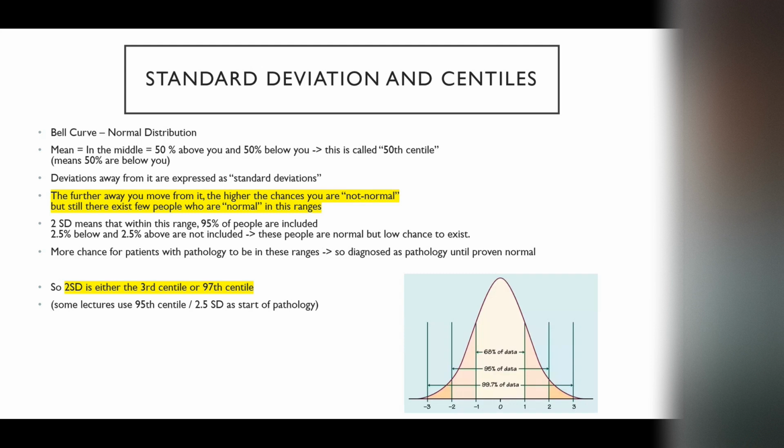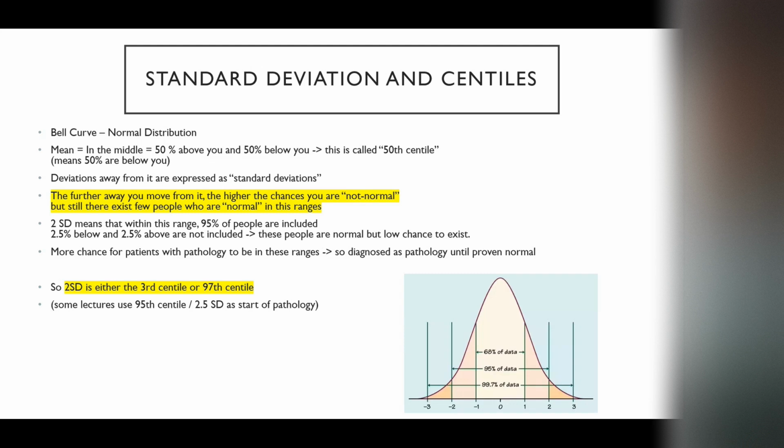Okay, and because in pediatrics the ranges keep moving with age, instead of memorizing for each age what are the boundaries of pathology, we just say, you know what, 2 standard deviations. If it's 2 standard deviations from the mean for that age, that's a pathology. Sometimes we use the 95th centile or 2.5 standard deviations to start the pathology, but most of them will be 2 standard deviations.